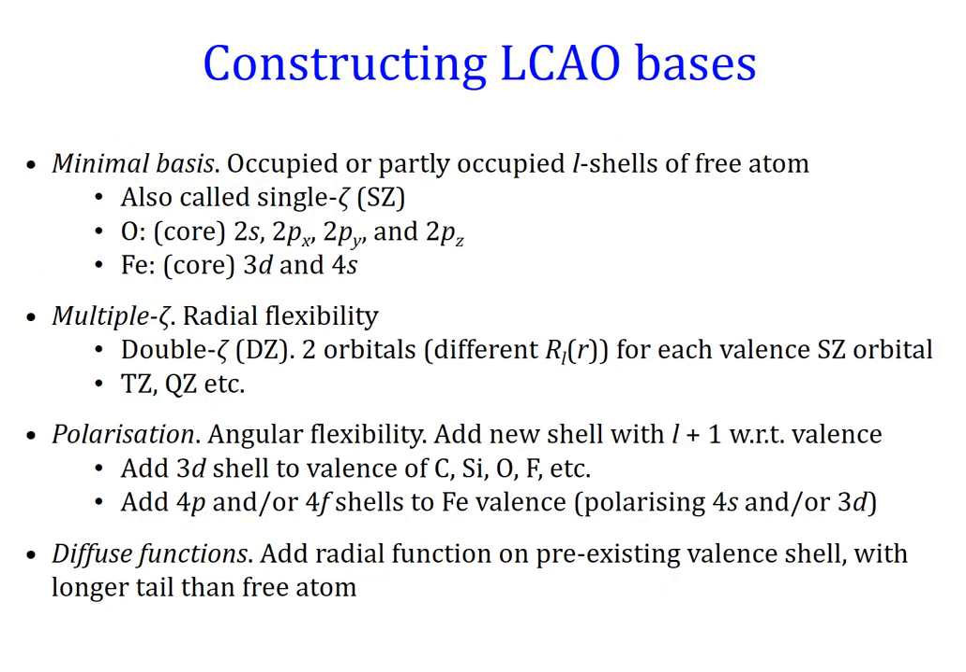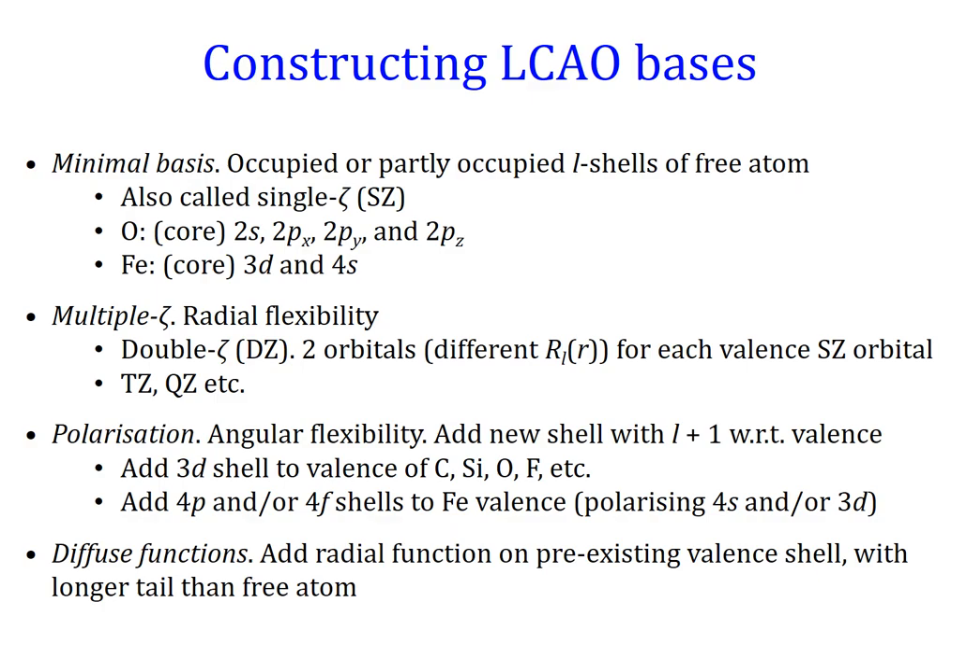So in order to construct the basis, we normally start with what is called the minimal basis, which is the set of occupied or partly occupied L shells of the free atom. So here you have some examples of a single zeta or minimal basis for oxygen or iron. And then once you have that, you increase radial flexibility by doubling the basis, double zeta. That would be 2 orbitals of different radial shapes for each one of the previously defined, and they would act as independent basis functions. And then you can go to triple zeta, quadruple zeta, and so on and so forth.